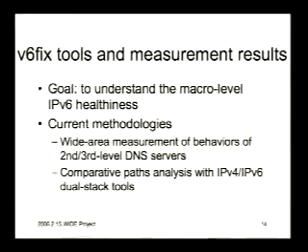Okay, I'm Kenjiro Cho. I'm going to cover measurement results from this project. Ruri talked about the specific problems. Here we are trying to get a big picture of the current deployment status. Our goal is to understand the macro level status of IPv6 deployment, and we are using two different technologies. The first one is wide area measurement of the behaviors of the second level and third level DNS servers. The second measurement is comparative path analysis with IPv4 and IPv6 dual stack.